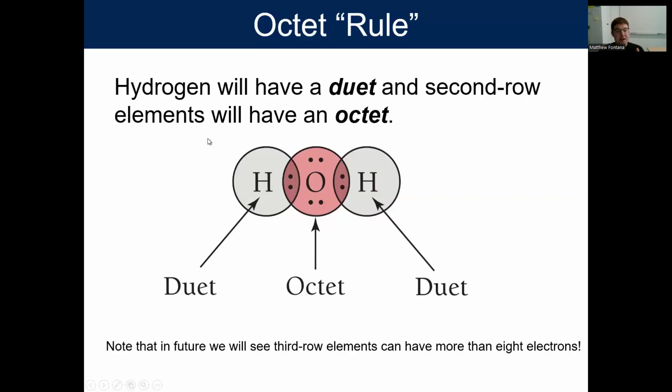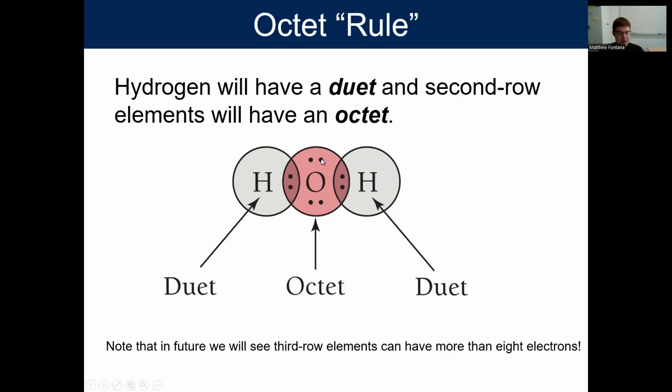But you'll notice here that the two bonding electrons count for both oxygen and hydrogen because they are shared between the two atoms, so they can count for both atoms. The lone pairs only count for oxygen because they're sitting only on the oxygen atom.